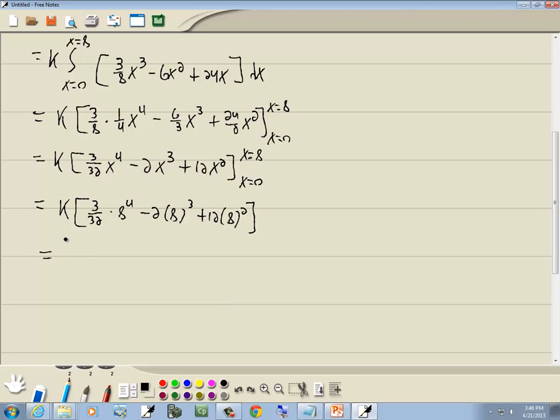Equals, let me be real lazy here, 3 divided by 32 times 8 to the 4th minus 2 times 8 to the 3rd plus 12 times 8 squared. Enter. Math. Enter. Oh, it's 128.